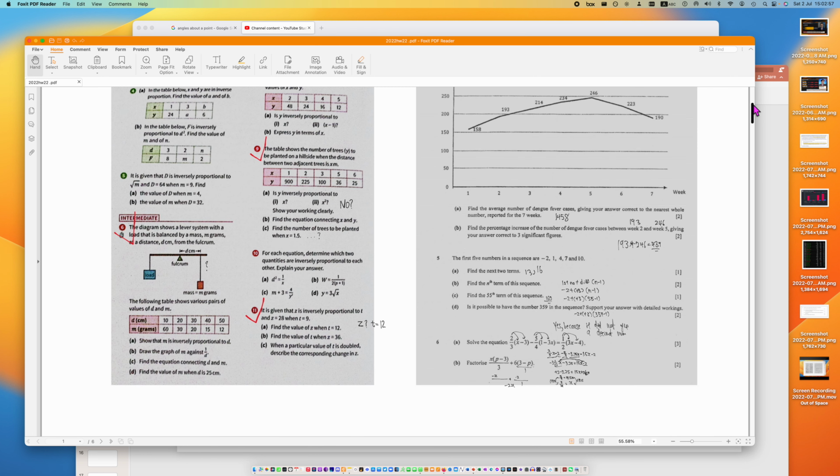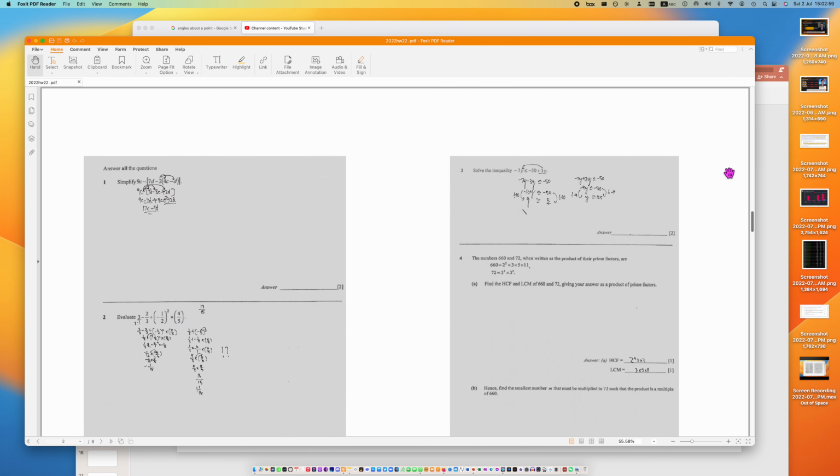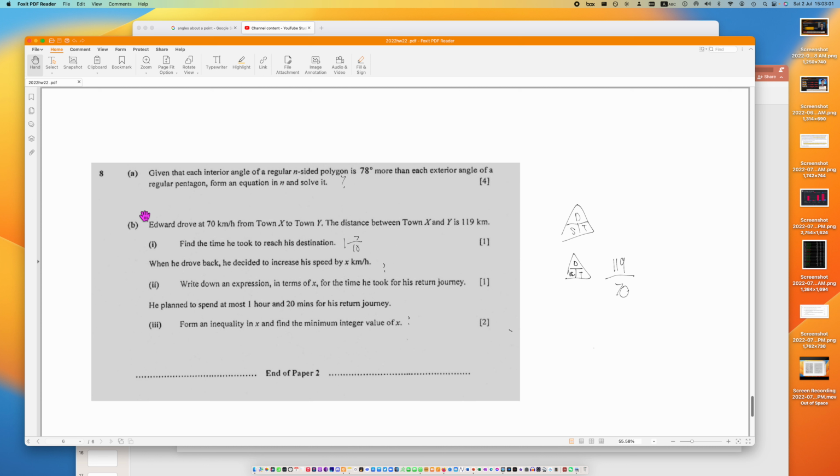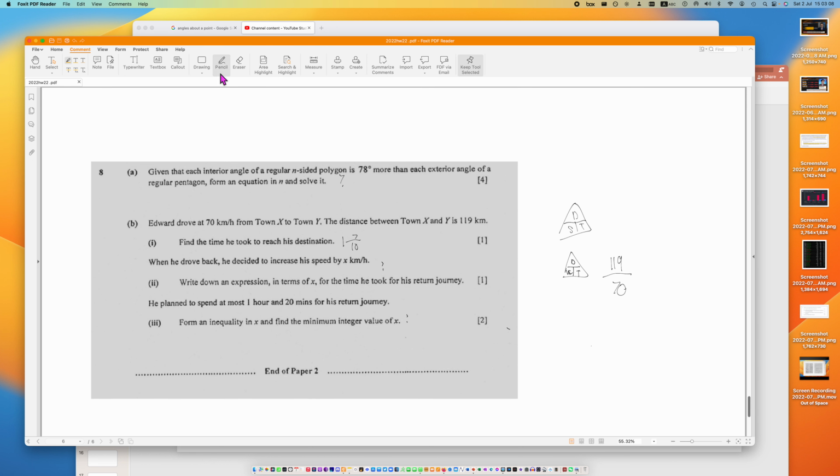Good. Okay, let's start off with the last one first. So given that each interior angle, this one we are not going to talk about it, the question 8. But I want to talk about B. So first thing first, it says Edward drove 70 kilometers from town X to Y, and the distance between is 119, right? So 70 kilometer per hour.